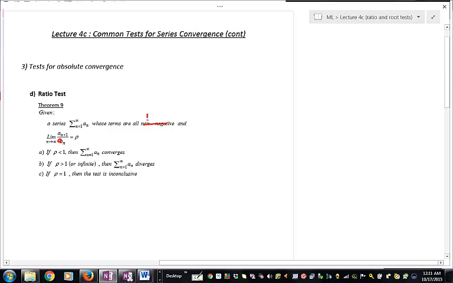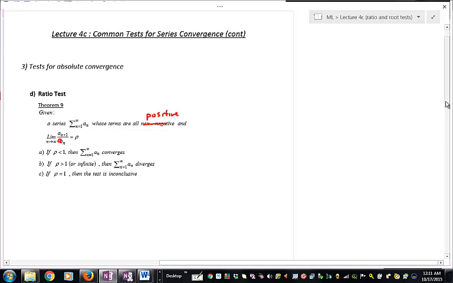We could say eventually all positive. And we're going to look at the limit of the ratio of successive terms, okay? And the theorem says that if that ratio converges to some number rho that's less than 1, then the series converges. But if the limit converges to a number greater than 1, the series diverges. And if it's equal to 1, the test is inconclusive, okay?